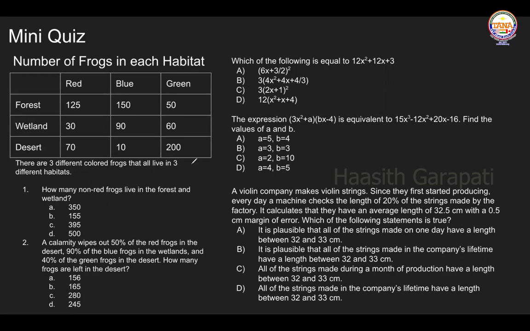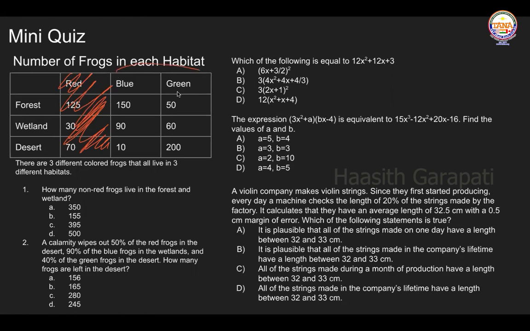So first we got a data table. They ask how many non-red frogs live in the forest and wetland. What I like to do with these questions is, when they ask for specific conditions, I like to highlight those conditions, or in this case eliminate the conditions, because they ask how many non-red frogs. Non-red means no red. Let's cross this bar out.